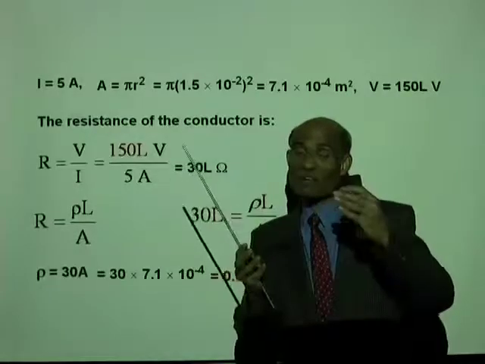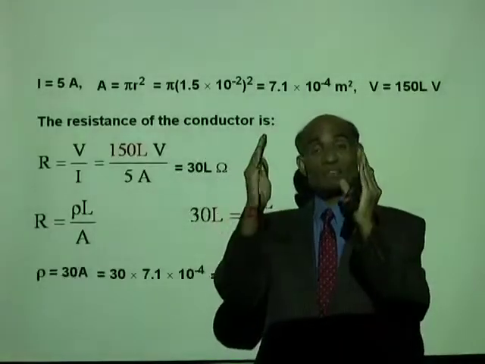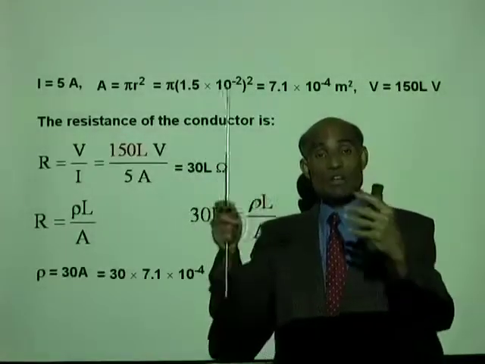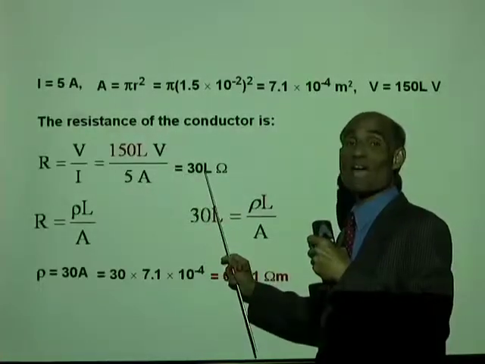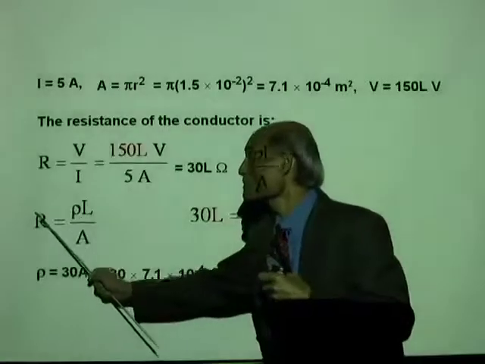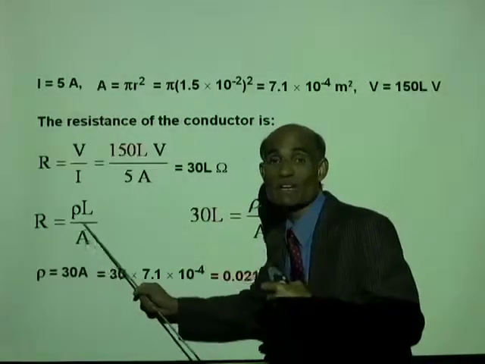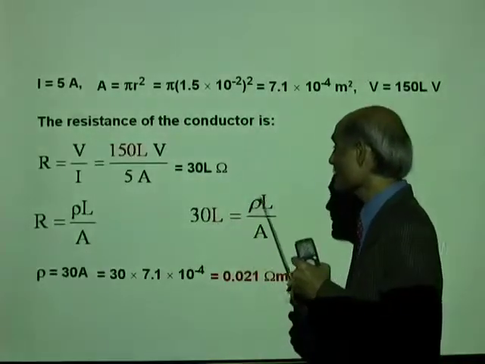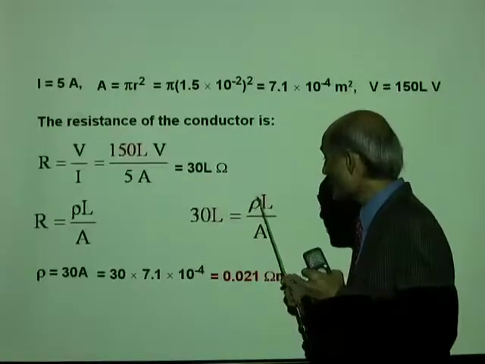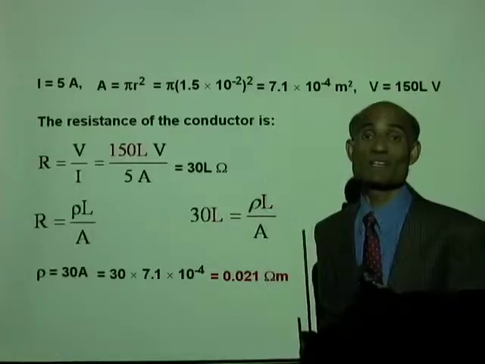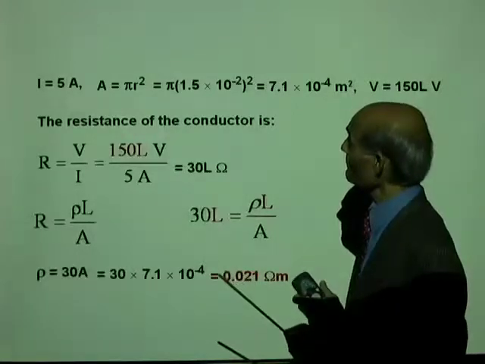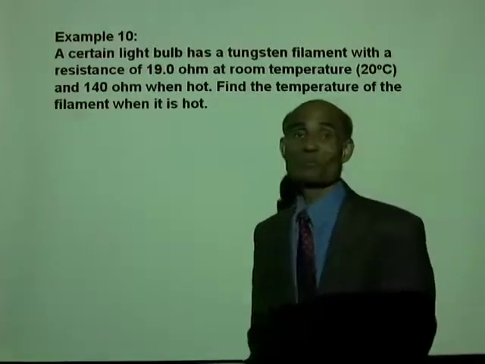So look at the path we took. We used the electric field to calculate the resistance of the conductor in terms of L. And when that resistance is brought down here in this equation, the length got cancelled, and we could now solve for rho, the resistivity of that conductor. Okay, let's do another problem.